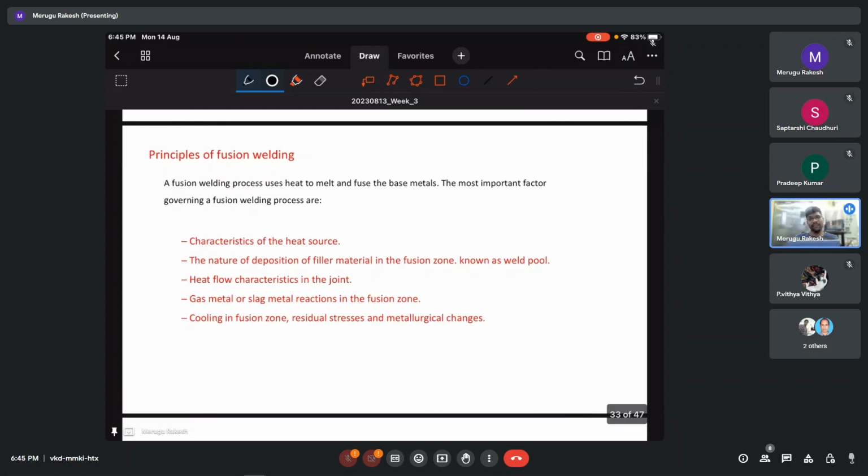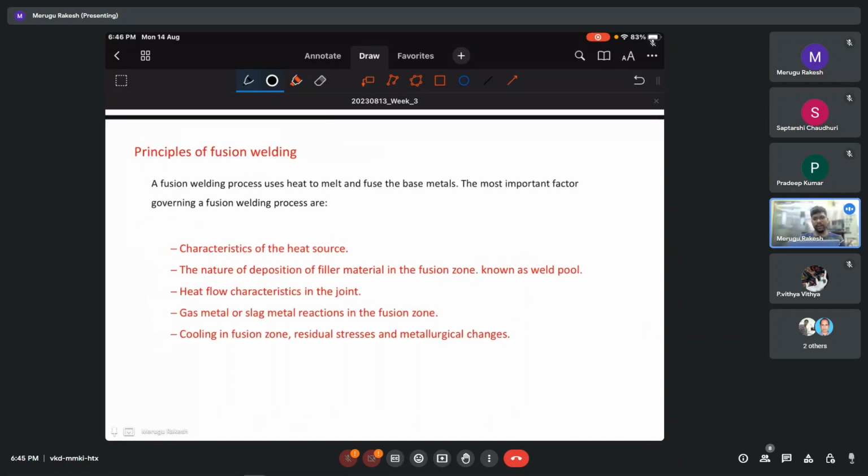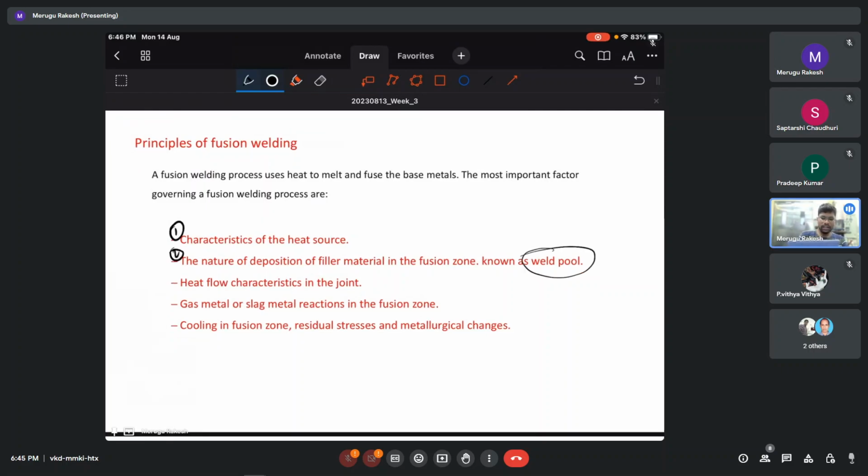So let us start with the first one, that is fusion welding. Then we will see the other types. A fusion welding process is used to melt and fuse the base metals. The most important factors governing the fusion welding process are the heat source characteristics, the nature of deposition of the filler material in the fusion zone, which is known as the weld zone, then heat flow characteristics into the joint, then gas metal or slag metal reaction with the fusion zone, and then cooling in the fusion zone: cooling, residual stresses, and metallurgical changes. We'll discuss all these 5 points one by one.